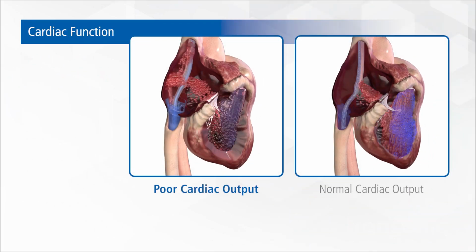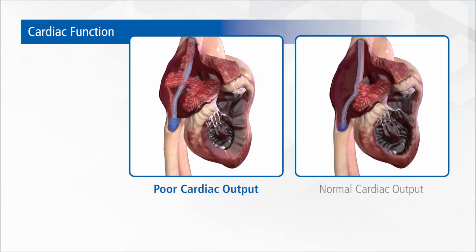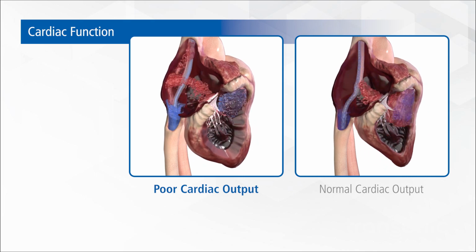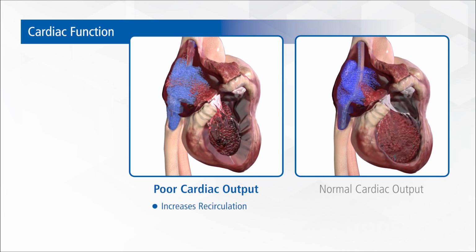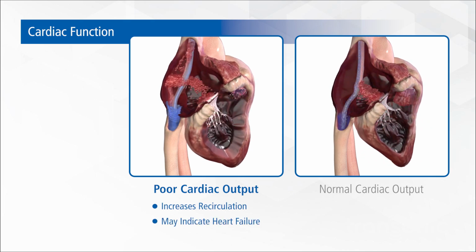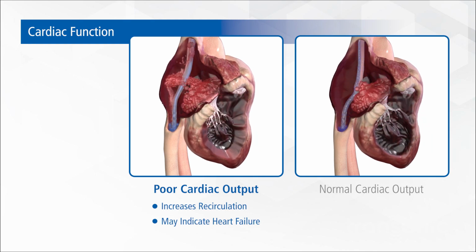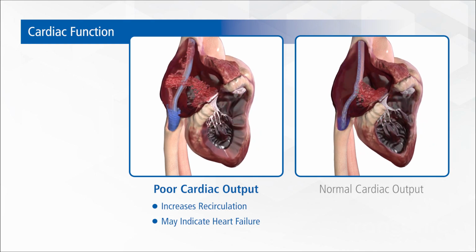Evolving heart failure decreases the heart's ability to pump effectively, reducing the overall cardiac output. As cardiac output decreases, recirculation will increase. Recirculation measurements may help indicate heart failure that can then be further assessed by an echocardiogram.